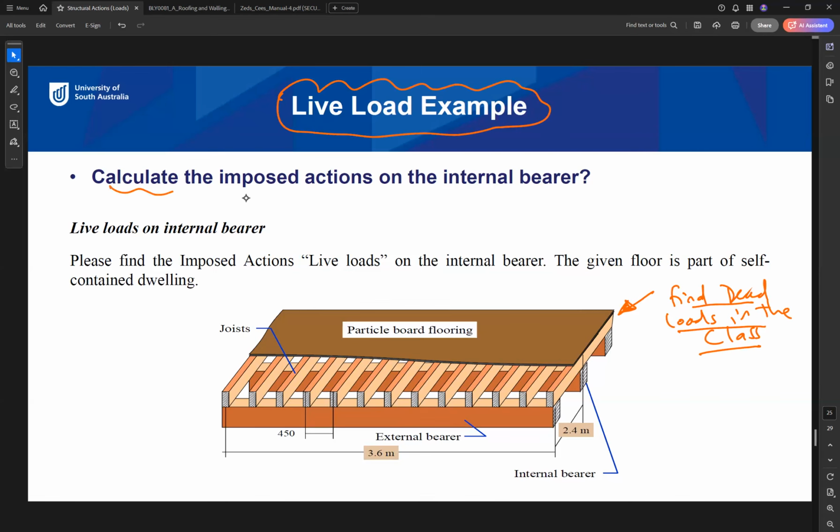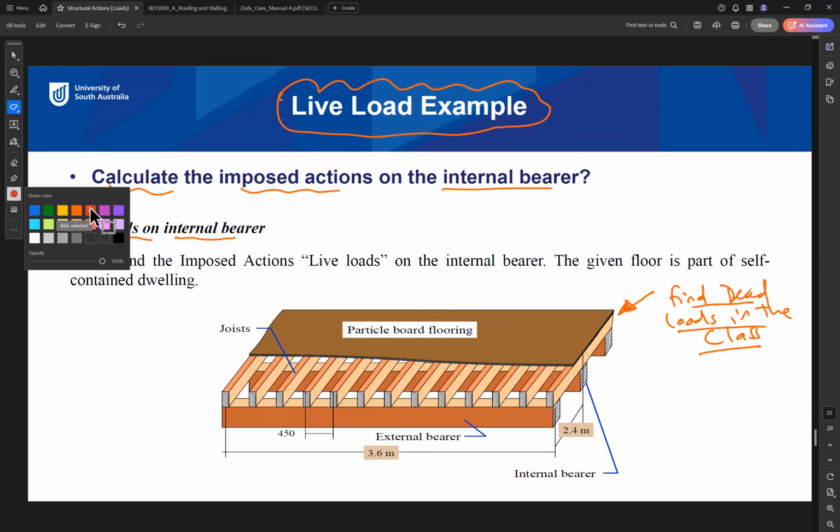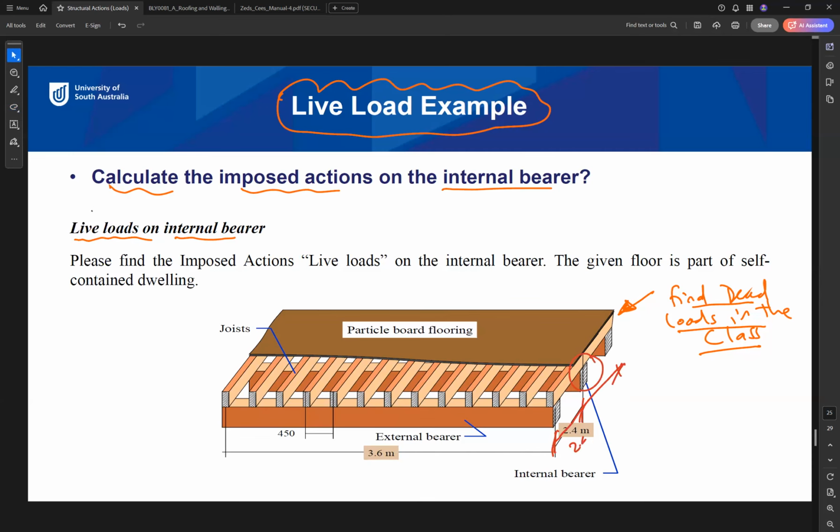So it is required here to calculate the imposed action on the internal bearer of this floor. So we need to find the live load on the internal bearer. Where is the internal bearer? Here is our internal bearer. The spacing between the bearers are 2.4 meter, 2.4 meter. The length of the bearer is 3.6 meter.